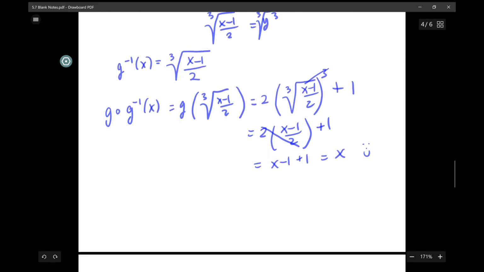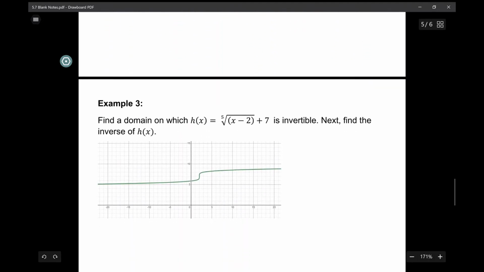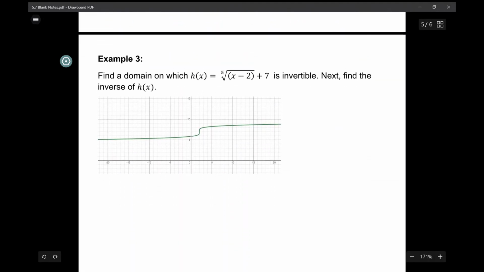All right, a couple more examples. Let's take a look at this guy. Let's find the domain on which h of x equals the fifth root of (x minus 2) plus 7 is invertible. And then we'll find the inverse.